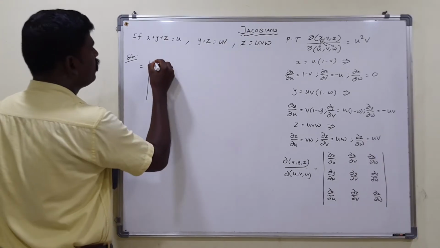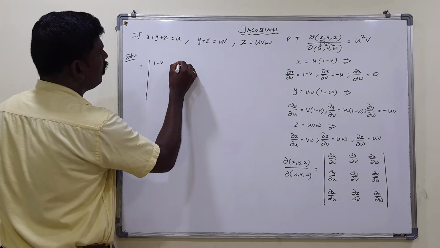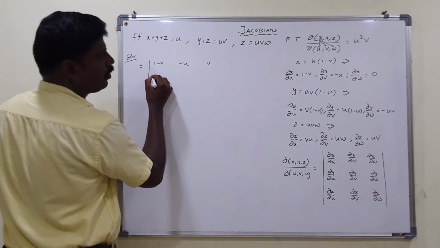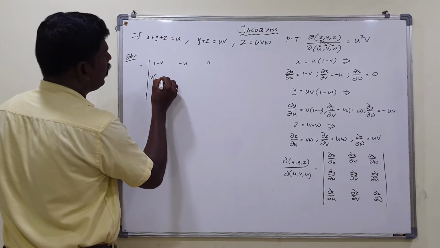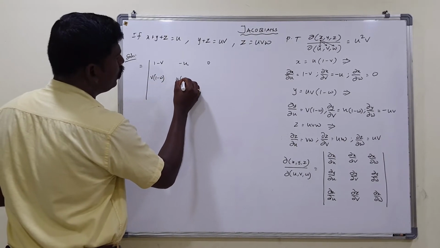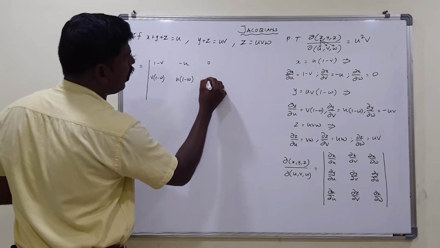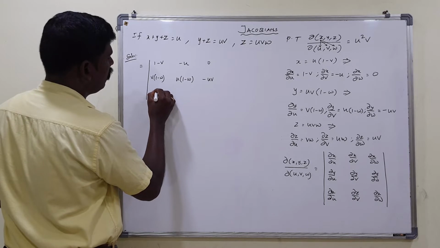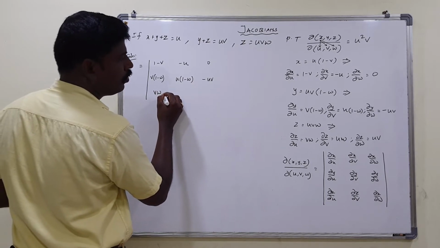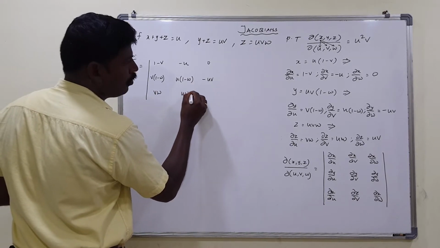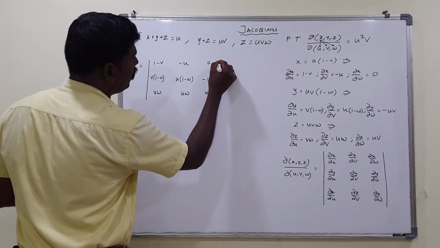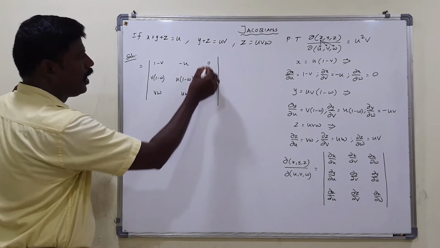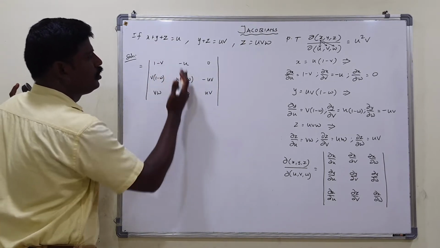So the determinant becomes 1 minus v, minus u and then 0. Next one, v into 1 minus w, u into 1 minus w, and then minus uv. The last row is vw, uw, uv. Right? Look at C1 and C2. Okay, this is C1, C2, C3.